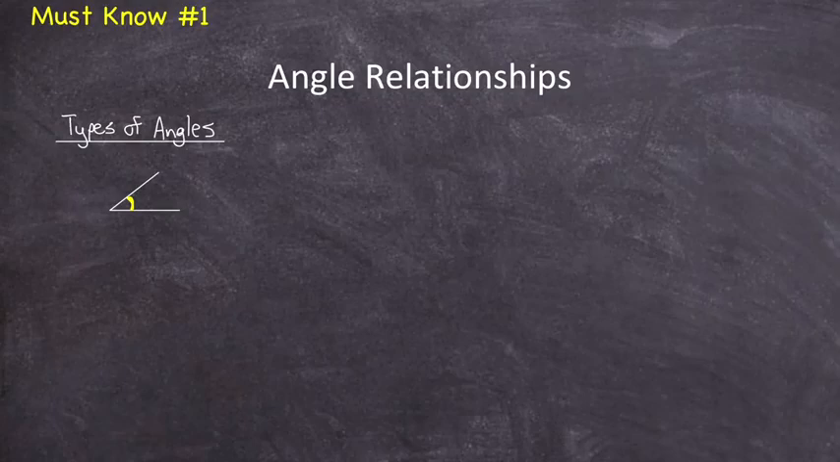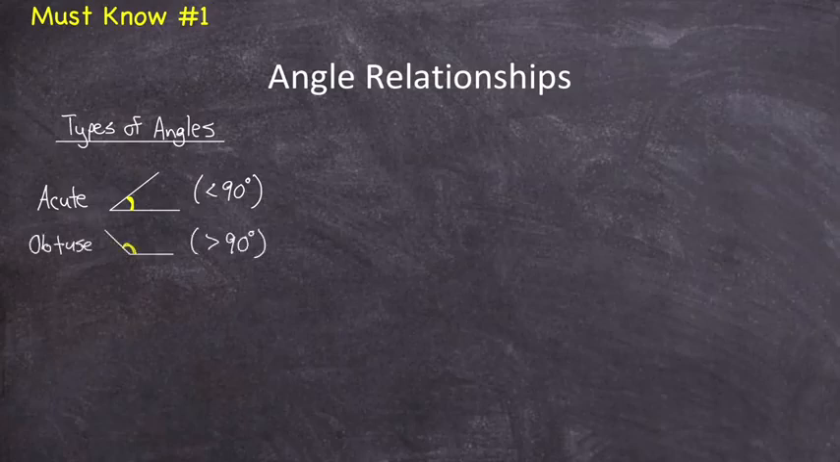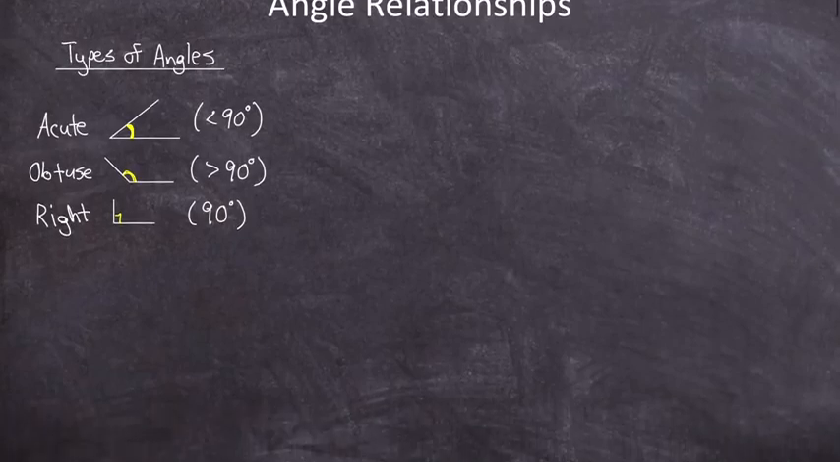If, like drawn in this diagram, the angle is less than 90 degrees, we call that angle an acute angle. An obtuse angle is if the angle is greater than 90 degrees, and a right angle is if the angle is equal to 90 degrees. And now let's look at some relationships between different types of angles.